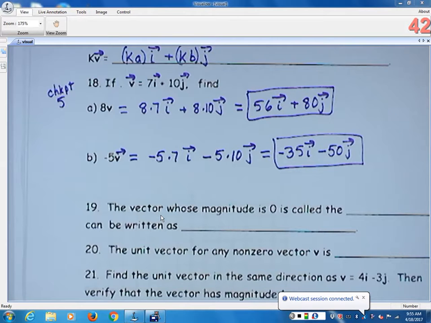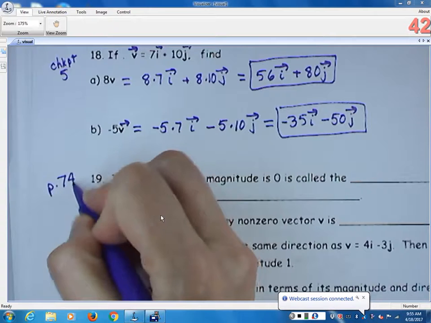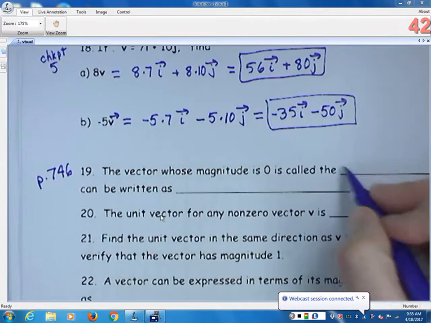Okay, page 746. The vector whose magnitude is 0 is called the zero vector.